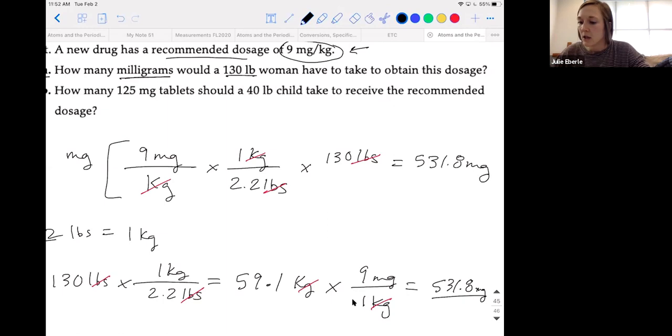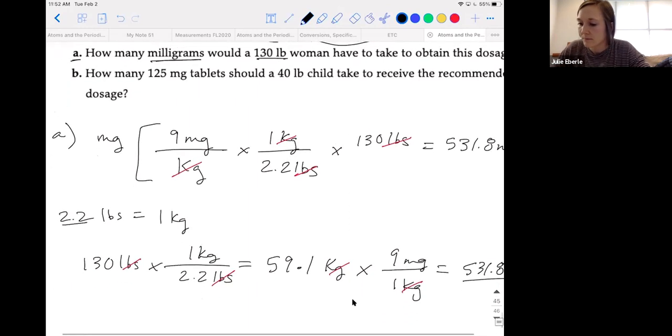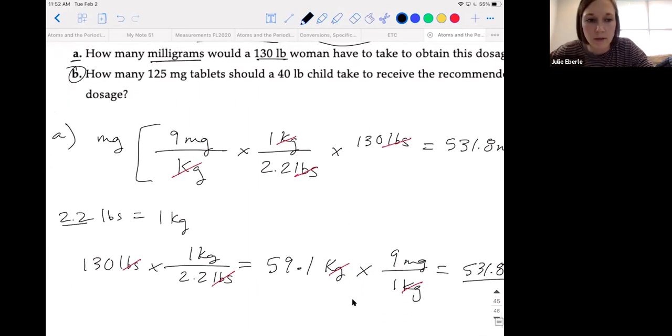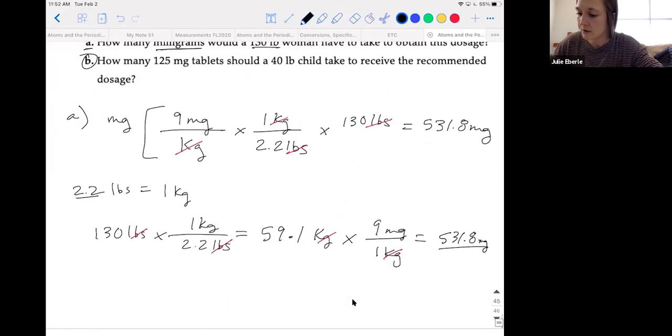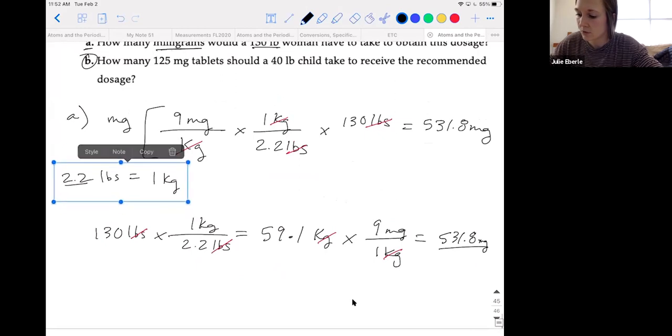All right. Okay, there's a part B. How many 125 milligram tablets should a 40-pound child take to receive the recommended dosage? Okay, so similar question, but I think an extra step we're going to have to do here. What do y'all think? I'm going to shrink some of this down and give myself some more space.